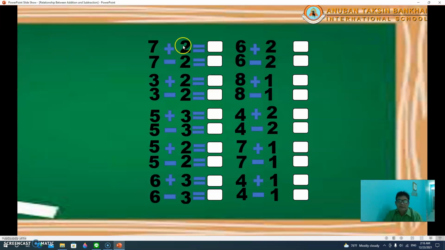So, okay, this one. So we're going to add and we're going to subtract. Okay. 7 plus 2 equals how many? 9. 7 minus 2 equals, meaning 5. Correct. Very good. 3 plus 2 equals 5. 3 minus 2 equals 1.